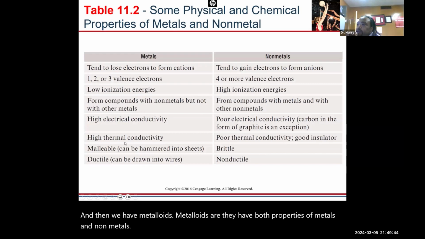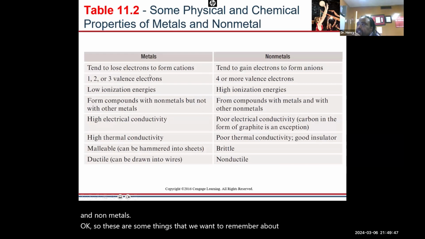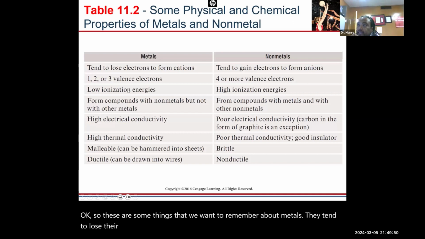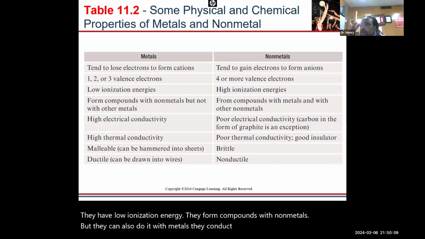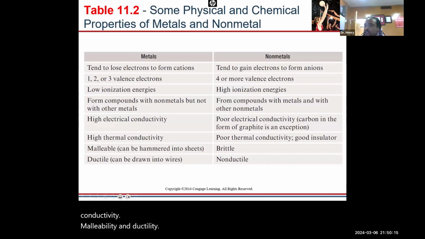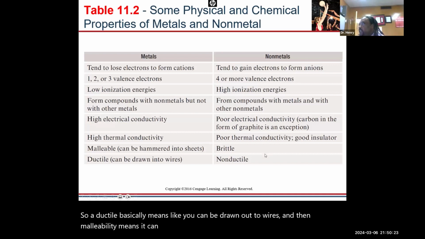Okay, so these are some things that we want to remember about metals. They tend to lose their electrons to form cations. They have a valence of 1, 2, or 3. They have low ionization energy. They form compounds with nonmetals, but they can also do it with metals. They conduct electricity, and have high thermal conductivity, malleability, and ductility. Ductile basically means it can be drawn out into wires, and malleability means it can be hammered into sheets.